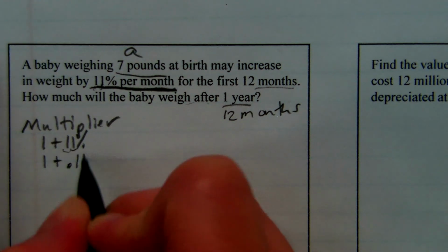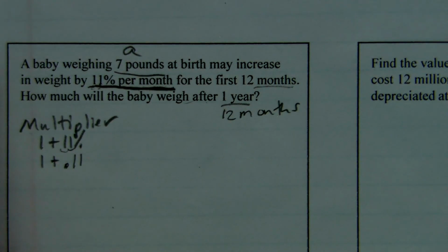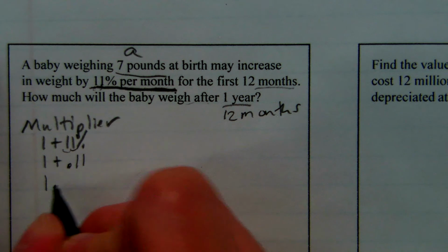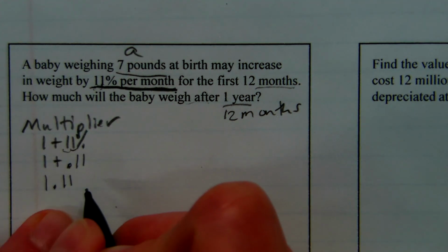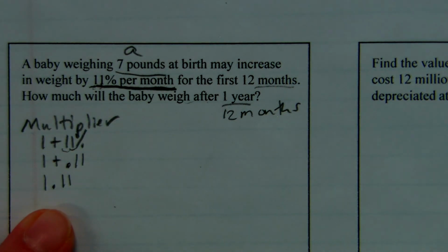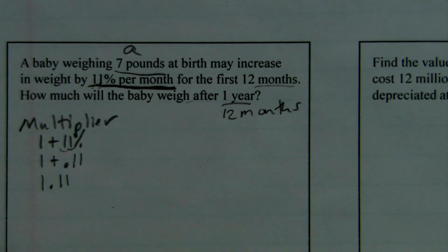So I'm going to have 0.11. You're just moving it back 2 decimal places. So that means I'm going to use 1.11 as the multiplier, okay? None of this is anything really new. It's stuff we've done. We're just combining it into one lesson.